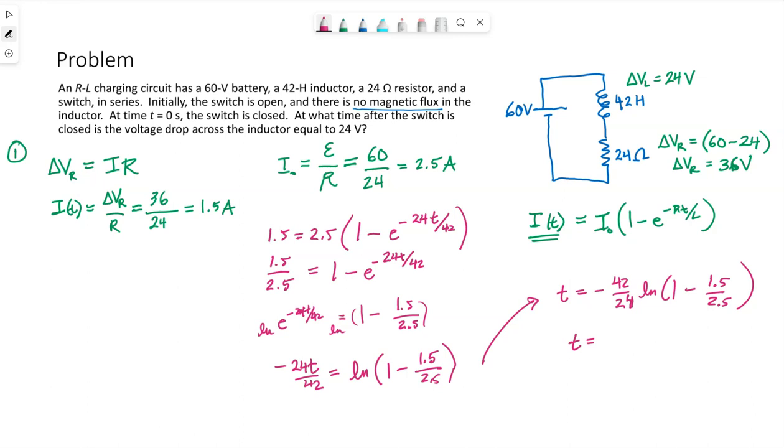Right, so negative 42, 24 times the natural log. I'm getting 1.6, and that will be in seconds. Perfectly wonderful way to solve this problem.